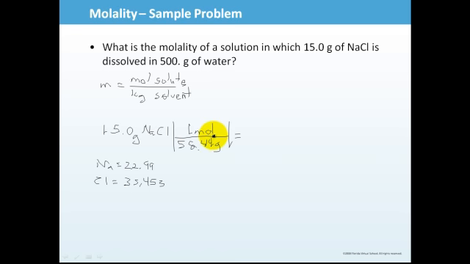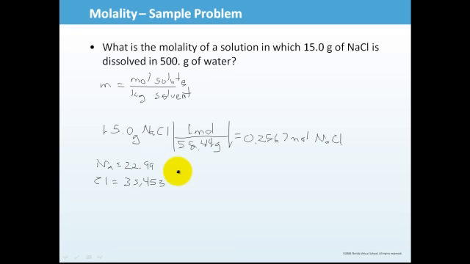So 15 divided by 58.44. And that's going to give us 0.2567 moles of NaCl. Okay, so that's our first part of the formula.